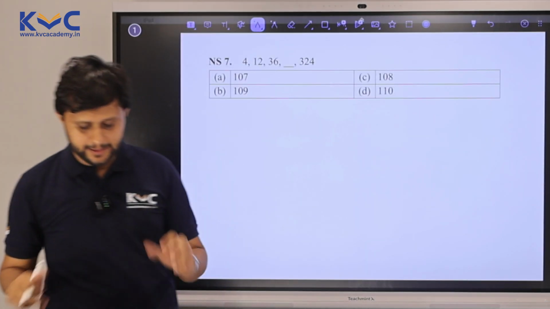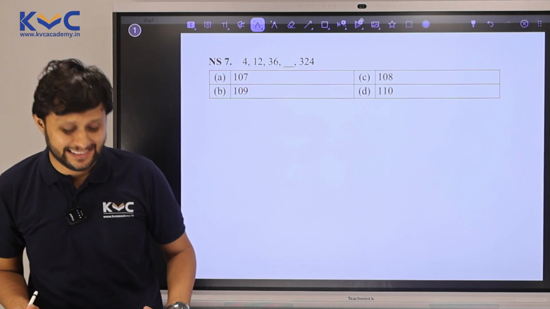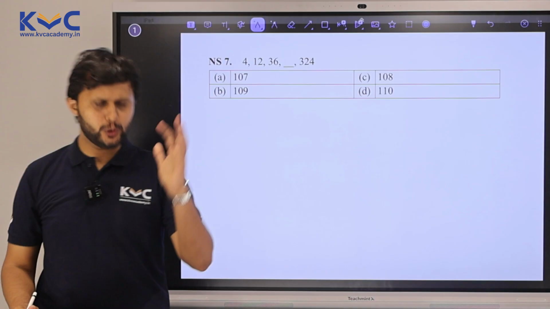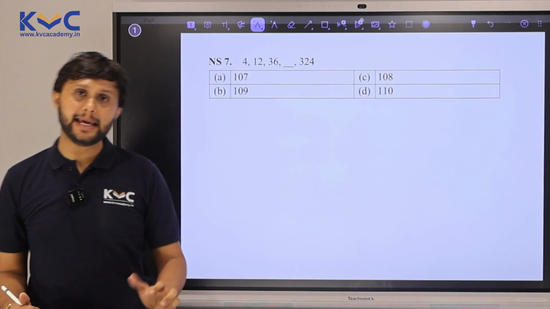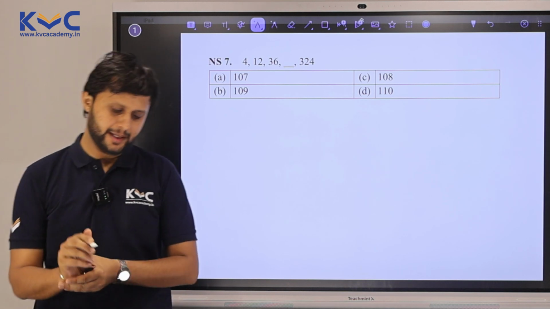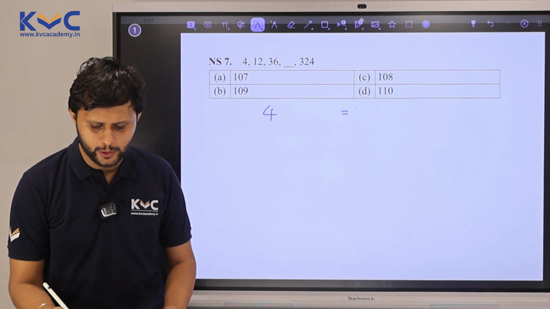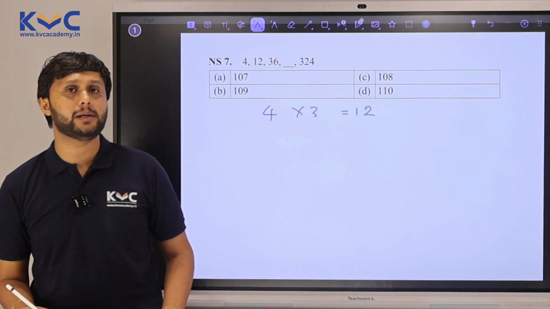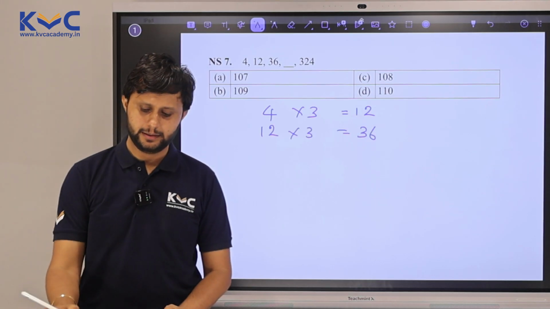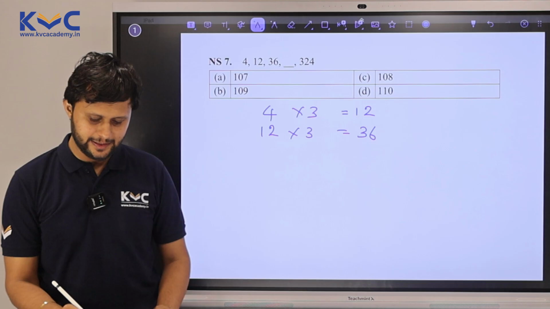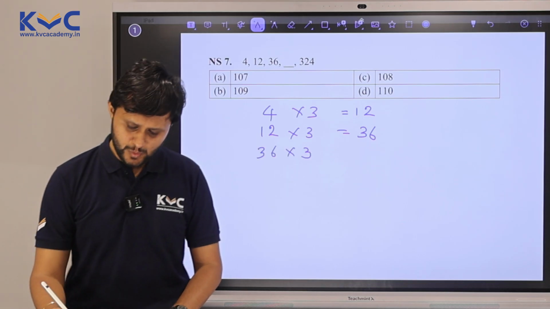Okay, question number 7. We have 4, 12, 36. Numbers are increasing. Then there is a missing number. Then we have 324. Let me try to get some logic. Looks like it's multiplication right away. 4, we need to get 12. 4 into 3 is equal to 12. And then 12 into 3 is equal to 36. Looks like we just have to multiply with 3. 36 into 3, which is 108.